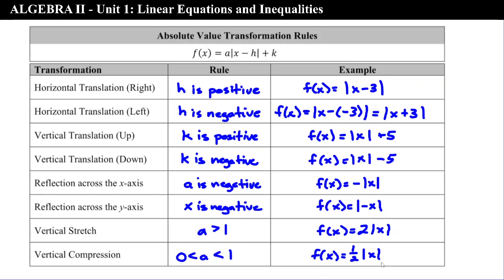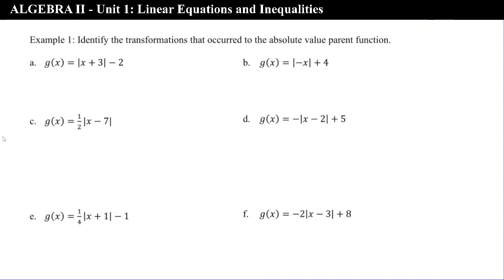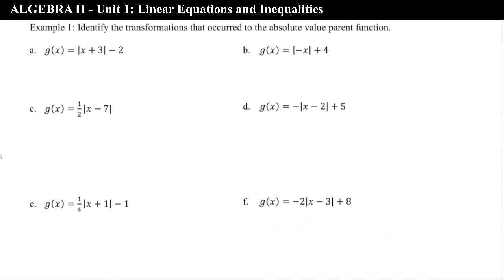So these are all your rules. They are all here in one place for you. I think you get a little bit more proficient at this if you do a few examples. So let's do just a few examples of these. Let's identify the transformations that occur to the absolute value parent function for each of these.